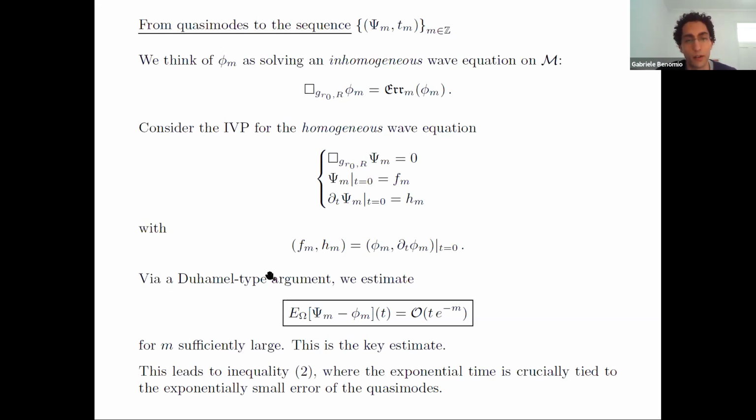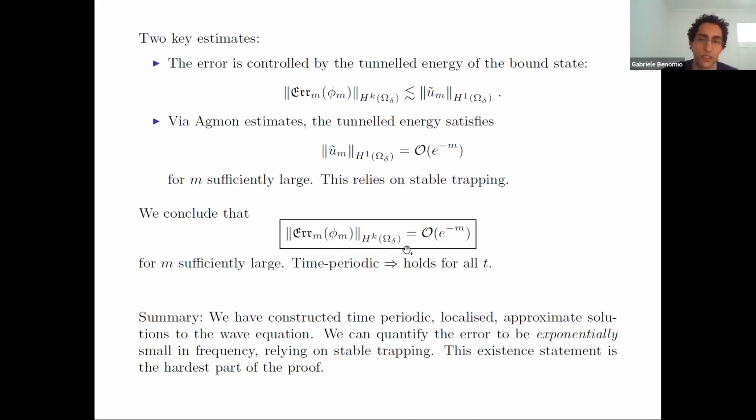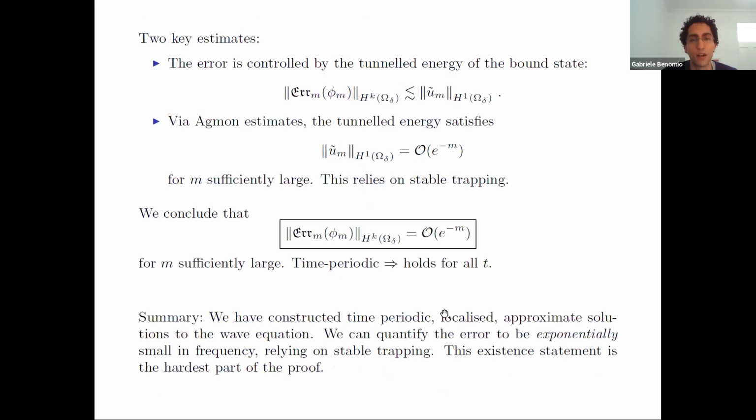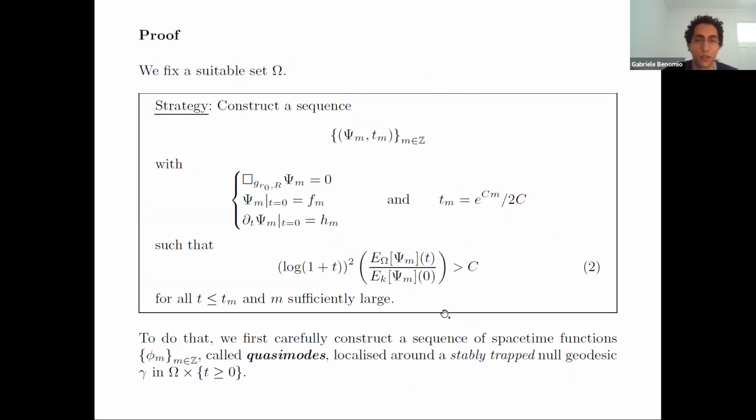So by a Duhamel type argument, one can estimate the local energy of the difference between the two solutions, and using the estimate that one has on the error for the quasimode, this difference can be controlled in time by a negative exponential in the frequency. And this is the crucial estimate that then allows you to close this estimate here on the sequence of functions.